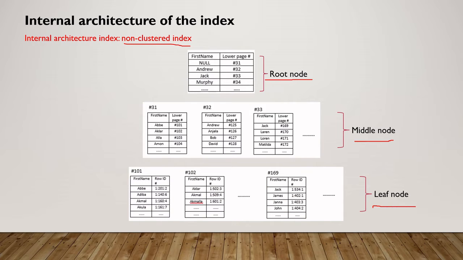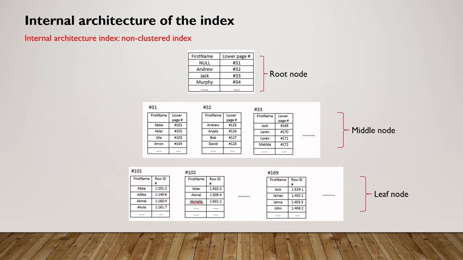As you can see, in each level, data is stored based on the first column, which is first name, right? The next is lower page IDs in the root node and middle nodes only. In the leaf node, however, it becomes row ID, which is called RID. RID is like: the first number is file ID, the second one is heap page ID, and the third one is row number in the page.